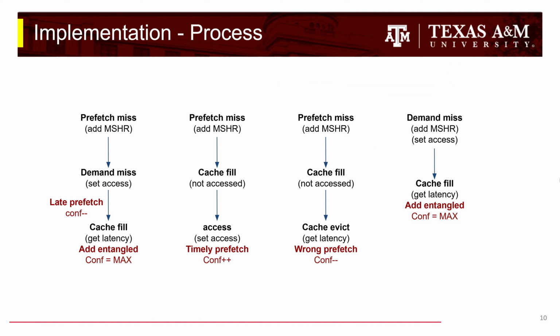As shown in the first column, a late prefetch results in a decrement of the confidence counter. On the other hand, the counter is incremented following a timely prefetch, as shown in the second column. And then the counter is decremented in response to a wrong prefetch, which is presented in the third column. This confidence mechanism plays an important role in the system's adaptability, increasing or decreasing the confidence based on prefetch outcomes. A timely prefetch enhances confidence, whereas late or wrong prefetches undermine it.